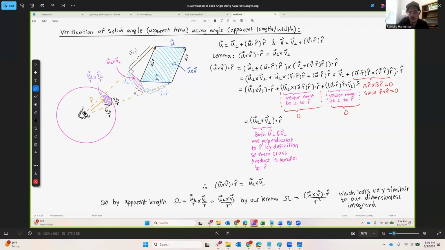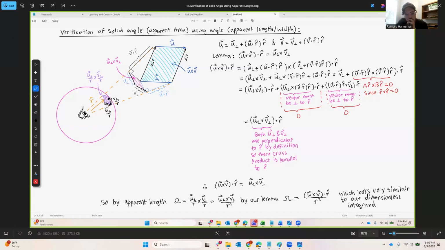And now we can show that by proof, by apparent length. Here's my U perp right here. I scale it down by 1 over R because that's how lengths scale, and I end up getting U perp divided by R. That's the apparent length of U perp. Then I have V perpendicular. I scale it down by 1 over R, and I get V perp divided by R.